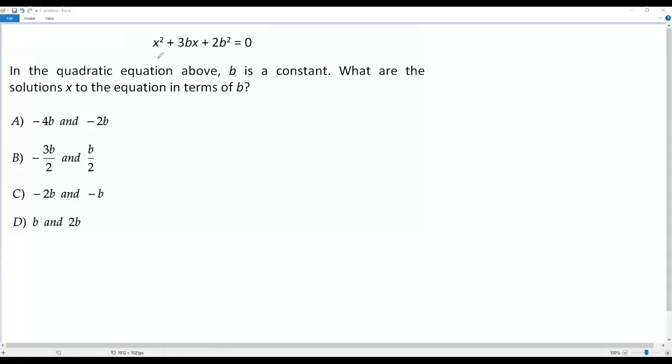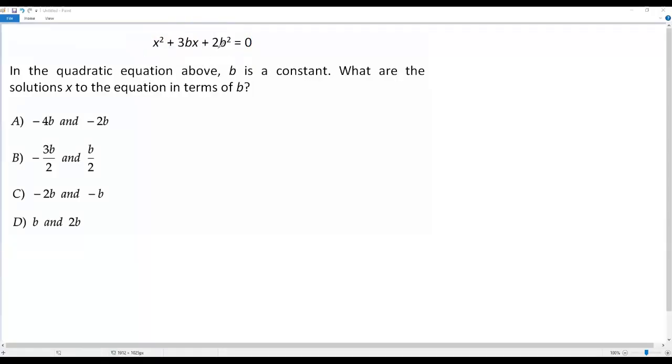So the question clearly says in the given quadratic equation, b is a constant and we have to find the value of x, because the question says what are the solutions x to the equation. So x is a variable and we have to solve for x in this quadratic equation. I think this quadratic equation can be solved by factoring.